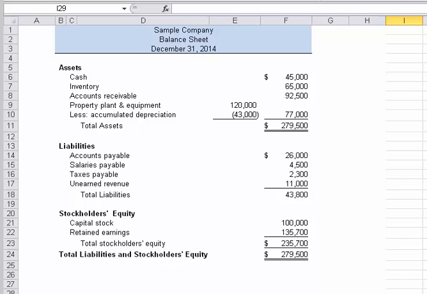Okay, now you see the balance sheet for sample company. Now the balance sheet looks a lot like the accounting equation. We have assets, and the total assets are equal to the total liabilities and stockholders' equity. So total assets were $279.5 in this example, and sure enough, total liabilities and stockholders' equity also come up to $279.5. Now, look at those numbers, $100,000, $135,700.